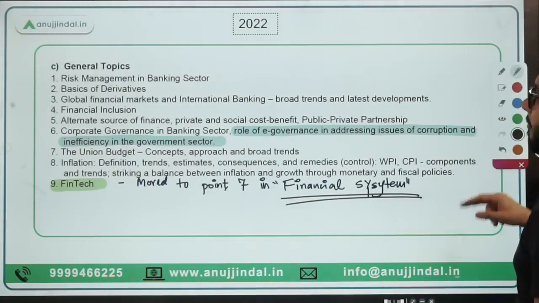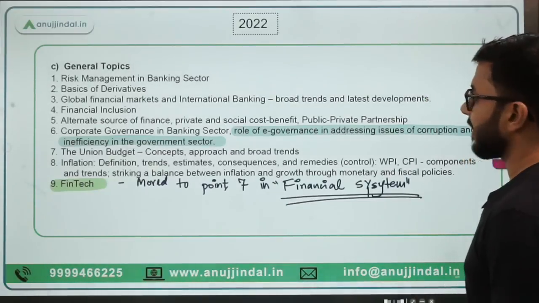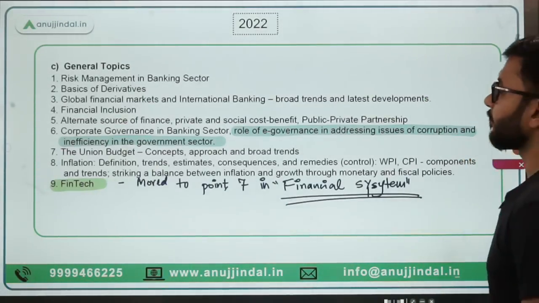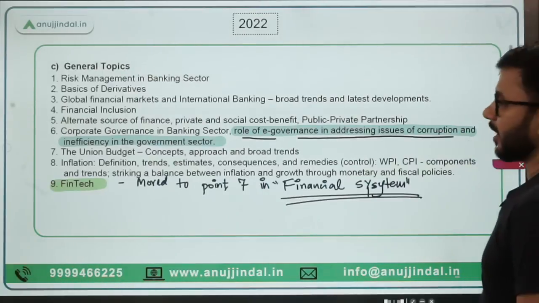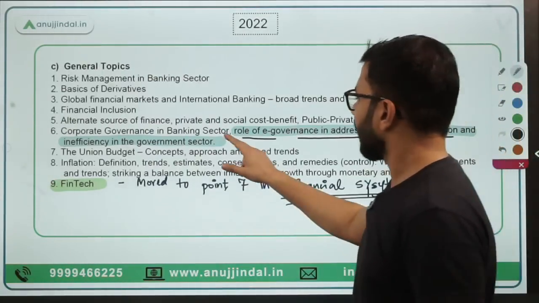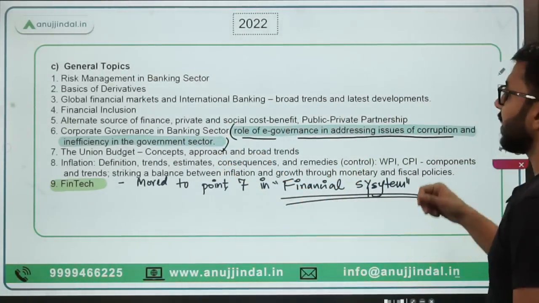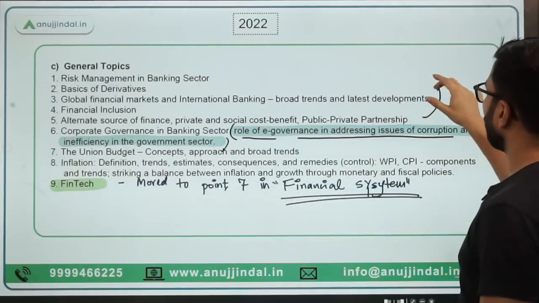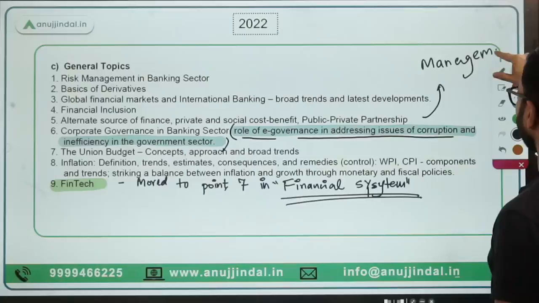Let's come to the third portion, which is general topics. We'll compare 2022 with 2023. In 2022, we used to have this topic, role of e-governance in addressing corruption and inefficiency. Questions didn't come from here, and we didn't teach it, and students didn't study it either, because governance was also included in the management portion, and this was just a repetition of the same.